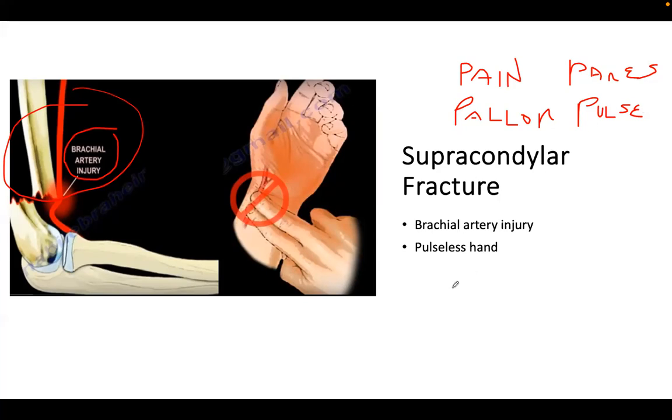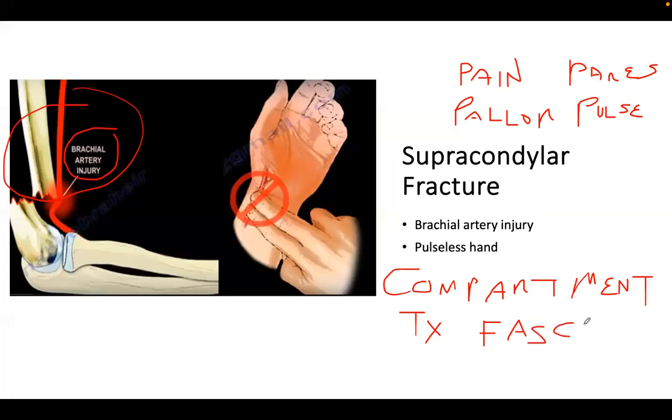And what is the definitive management of compartment syndrome? So there's going to be compression of the neurovascular bundle. That's why there's going to be pallor, pulselessness, and paresthesia. So the definitive treatment is going to be fasciotomy. You're going to open up that fascia to hopefully save that limb.